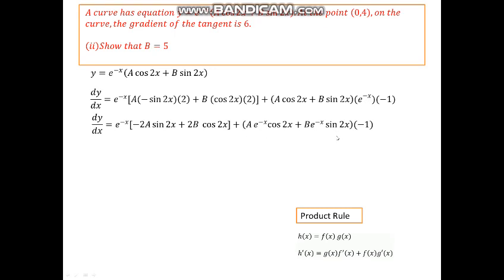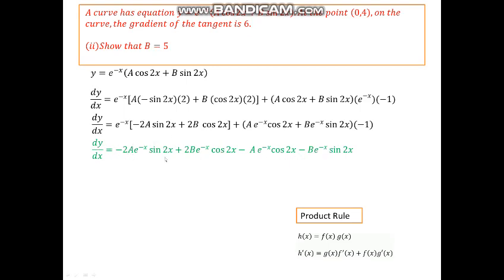Next we further expand, and we will get negative 2a e to the power of negative x sine 2x plus 2b e to the power of negative x cosine 2x minus a e to the negative x cosine 2x minus b e to the power of negative x sine 2x. So I believe you know how to simplify this.